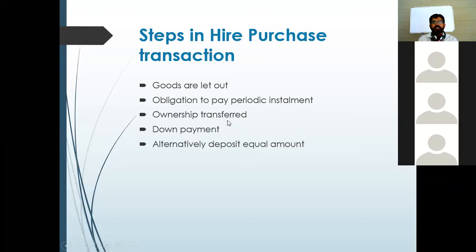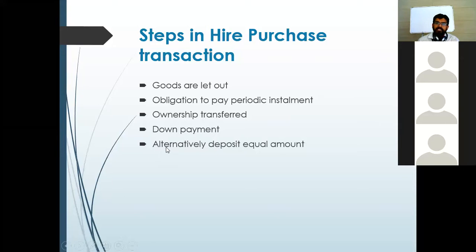Down payment is the initial payment that you need to do to the hire vendor. It ranges to around 20 to 25% of the total cost of the asset is what you need to pay in advance.